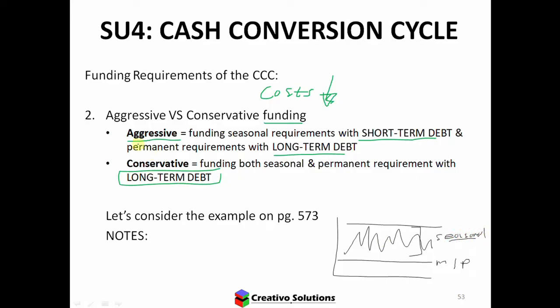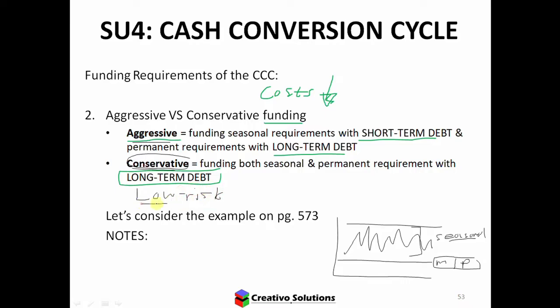Okay, when we're looking at this aggressive and conservative funding strategy, you will know how much money you're requiring in terms of your requirements, the permanent and the seasonal. If I'm looking at a conservative approach, just think about it logically. Conservative means we're low risk.